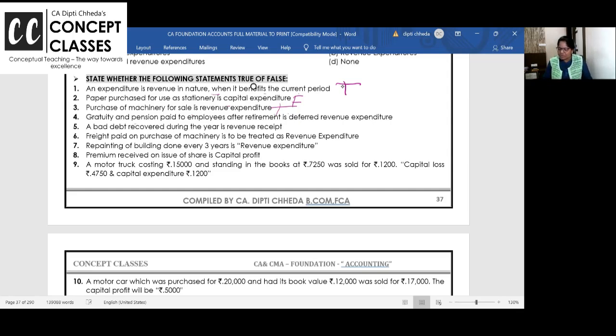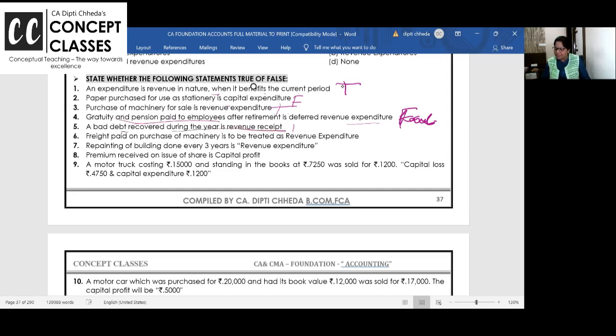True. Gratuity and pension paid to the employees after retirement is a deferred revenue expenditure. Okay. Now, it is not deferred. They put it every year only as revenue expense. So just write down false. It is not deferred, where you pay and then defer it over 8 and 10 years. Every year you charge off to P&L and you put the money in the gratuity and pension. So it's a revenue expense. So this is false.